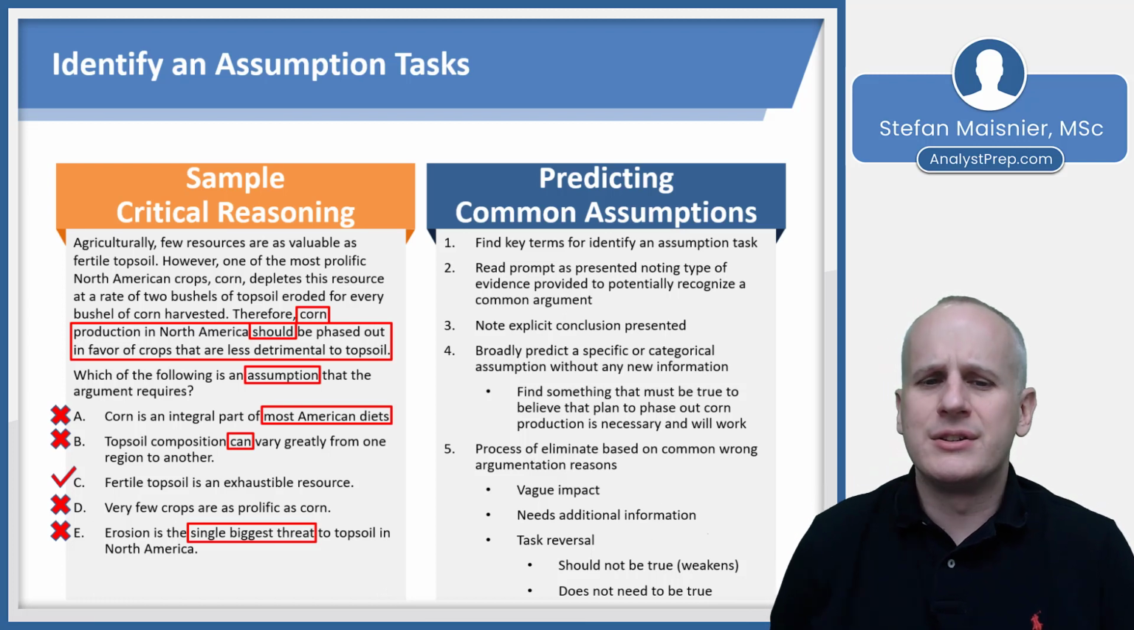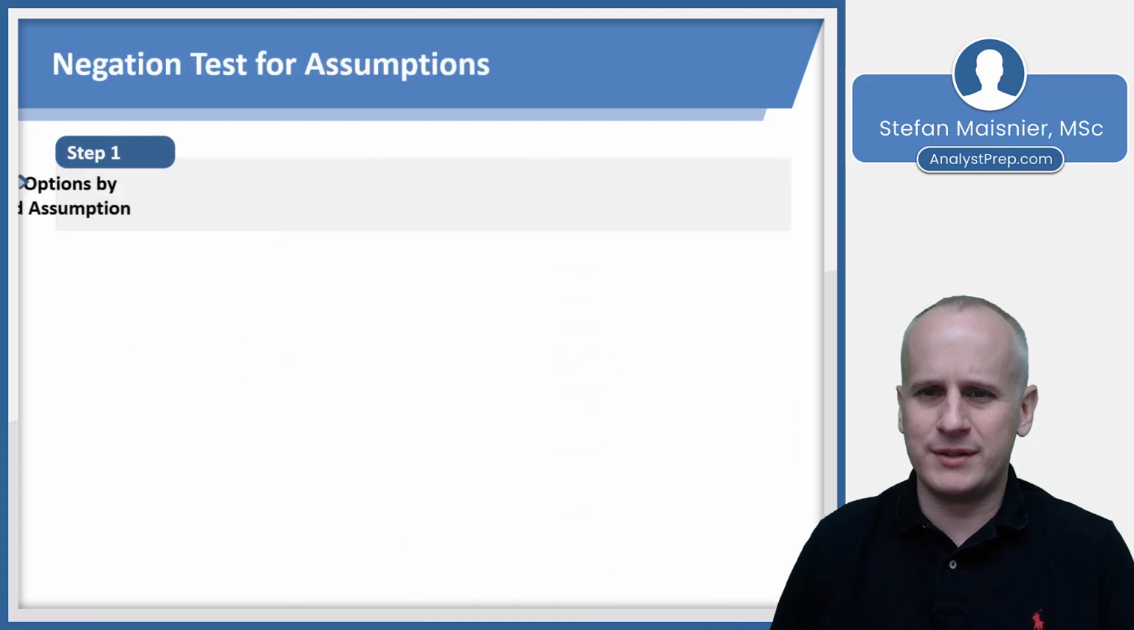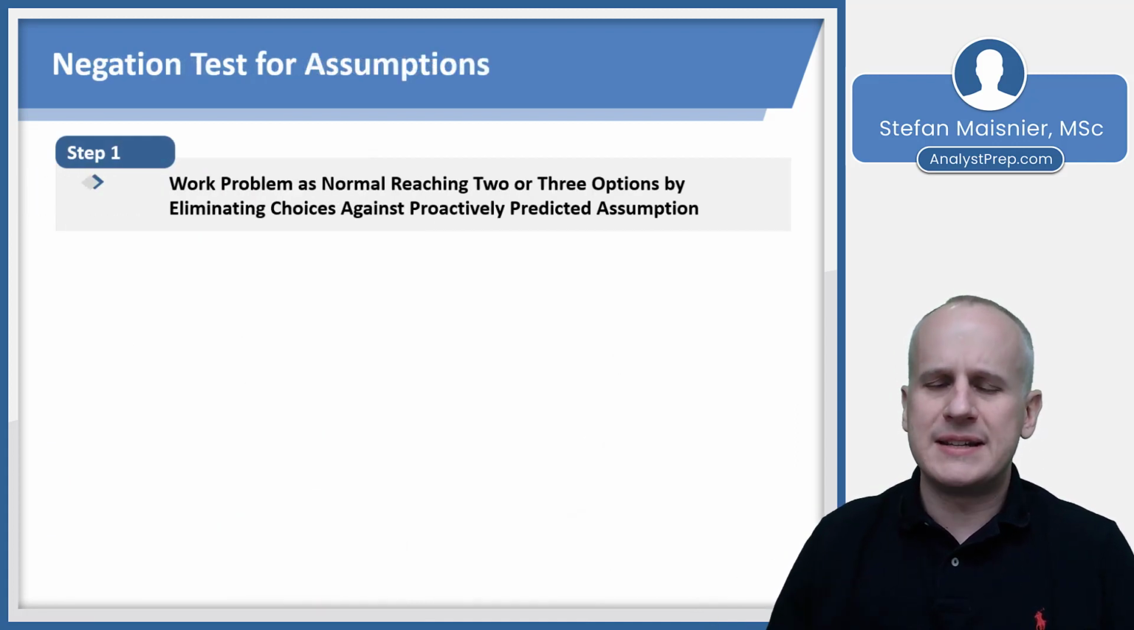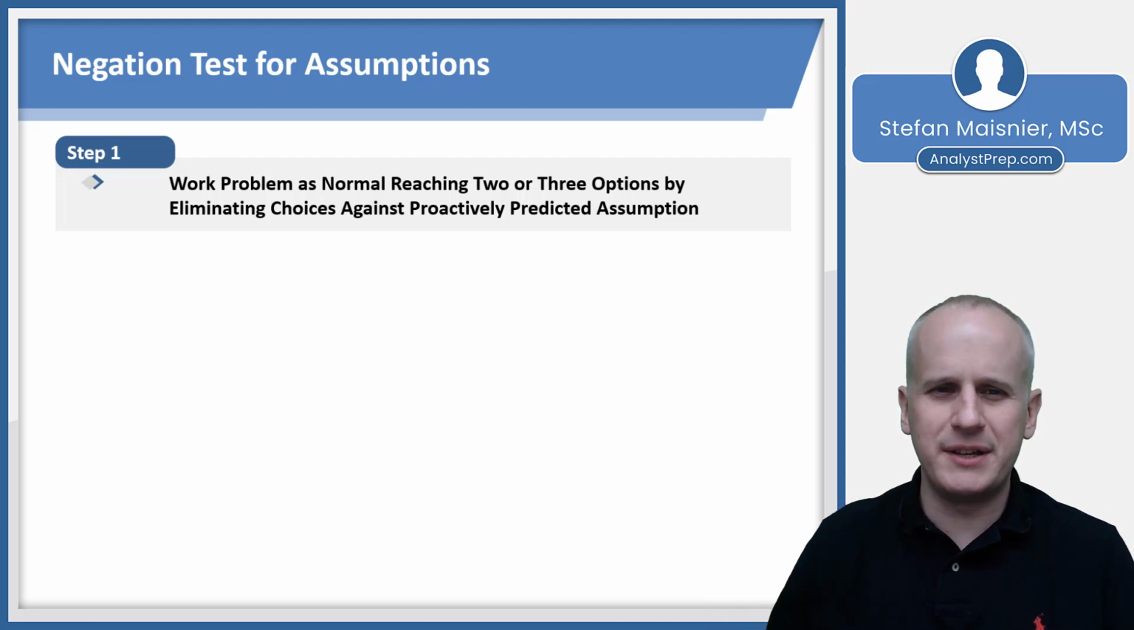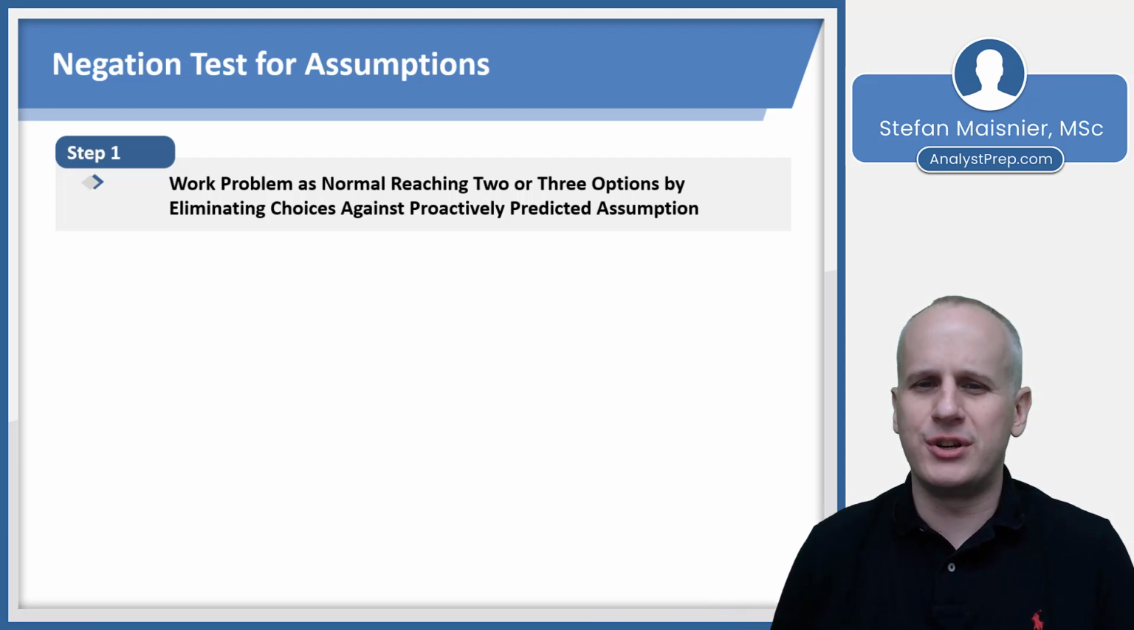Corn's fine. So you can see that we're already implicitly using what is known as the negation test. So step one for the negation test for assumptions is going to be to work the problem as normal, reaching 2 or 3 options by eliminating choices against your proactively predicted assumption.